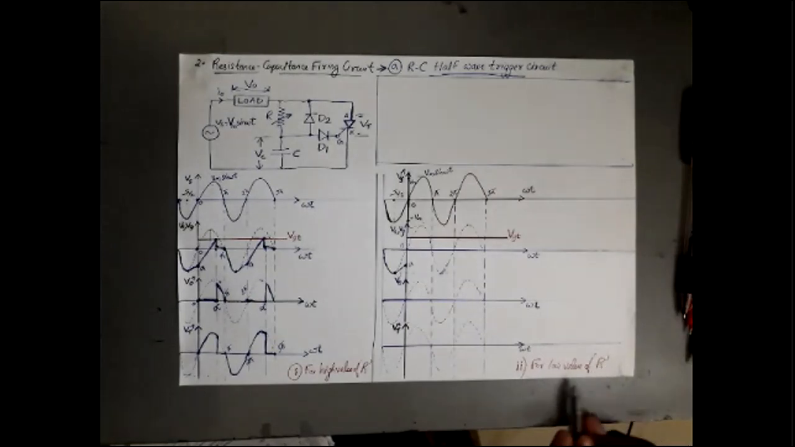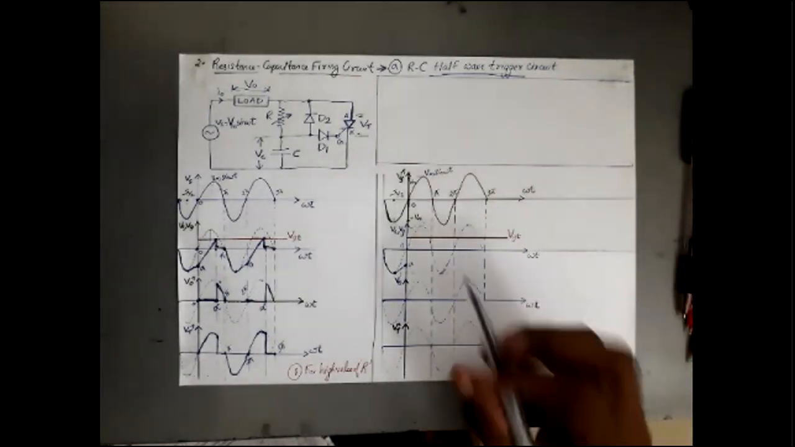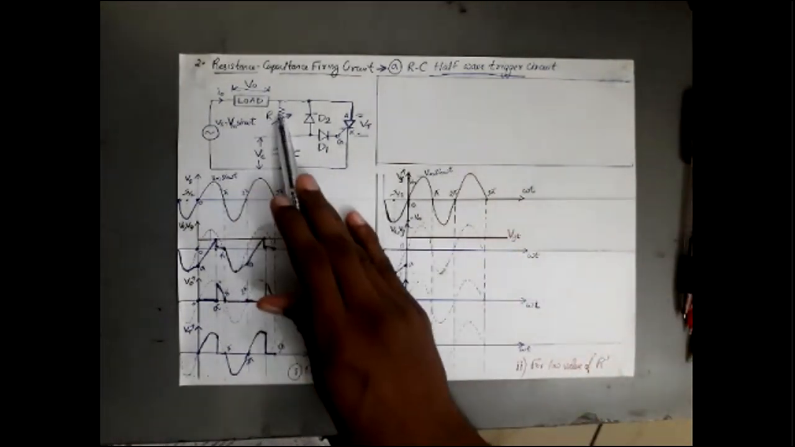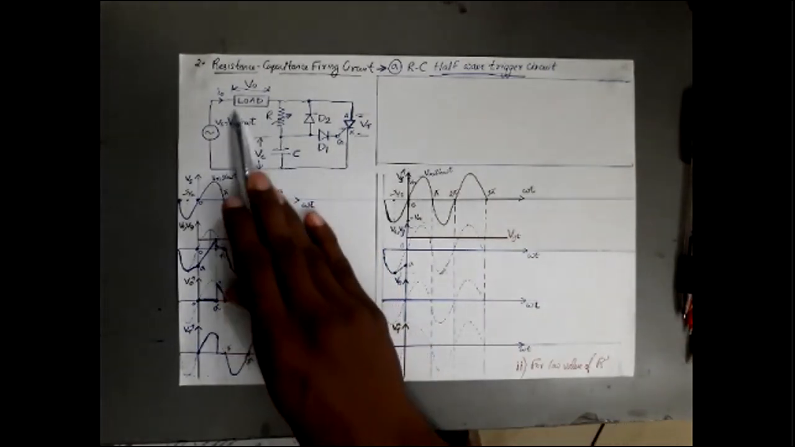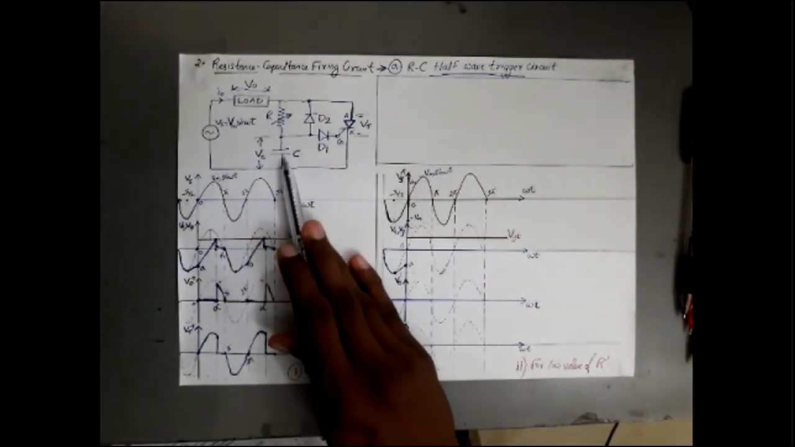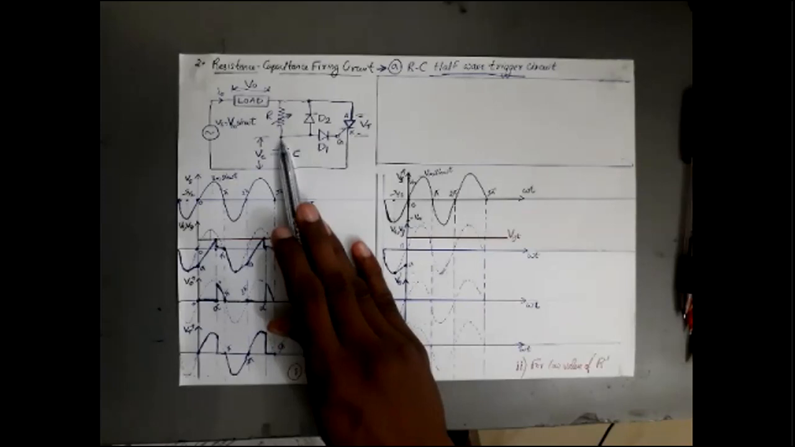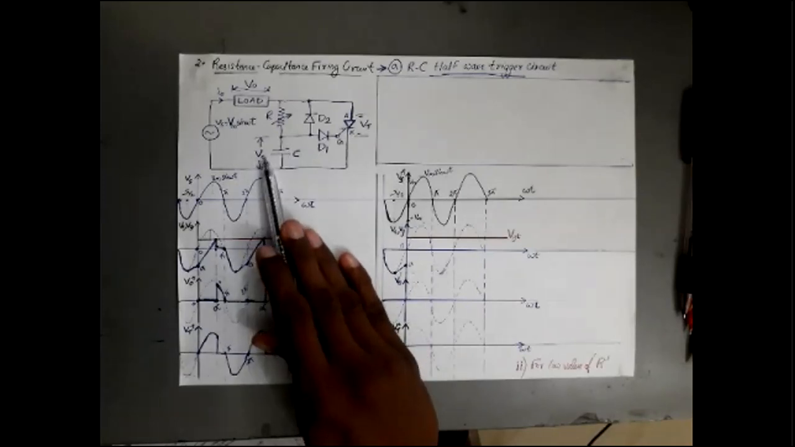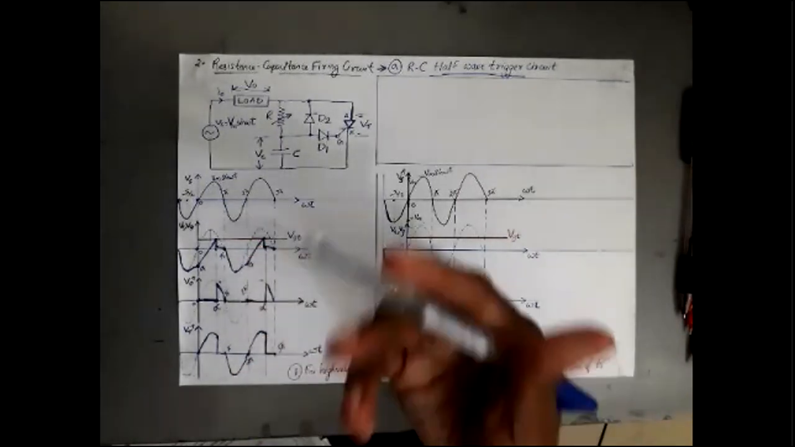Now, if the resistance value is very low, what happens? Comparatively, more current will be flowing through this circuit. So, the charging current is increased due to the low value of resistance. So, VC, or charging of the capacitor, takes place at a faster rate.